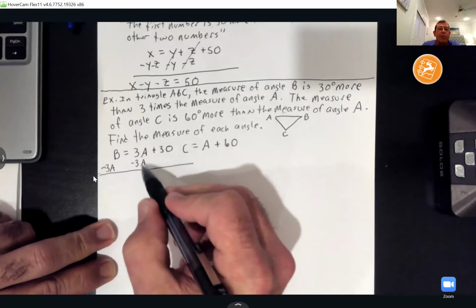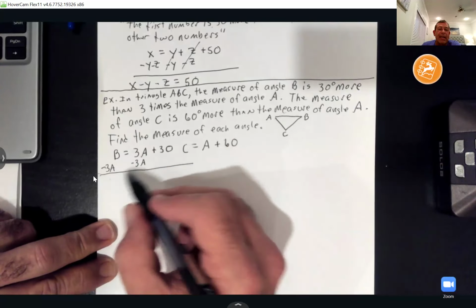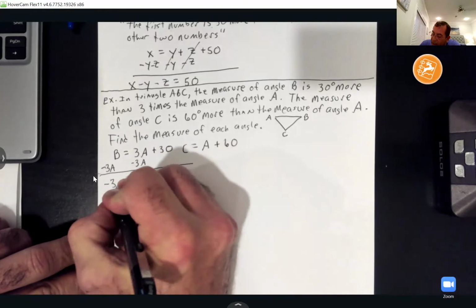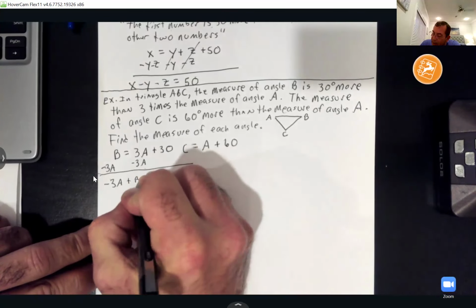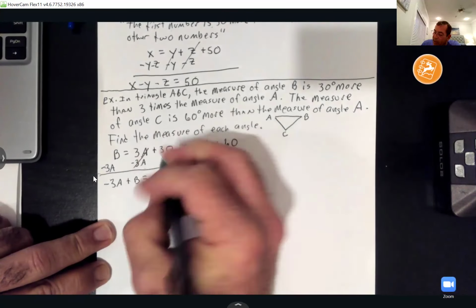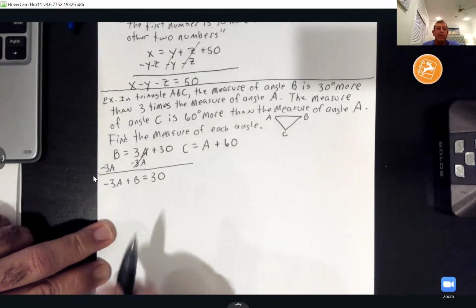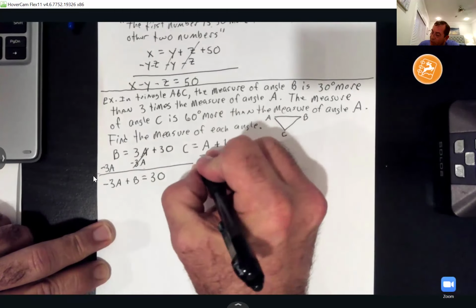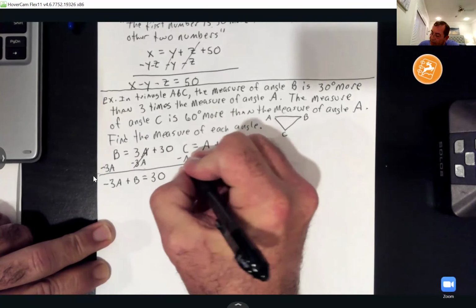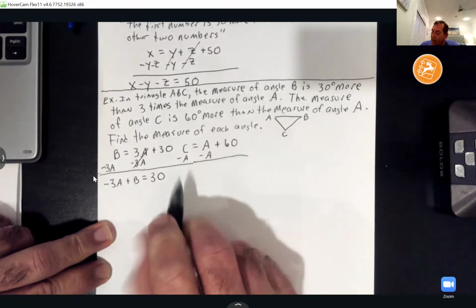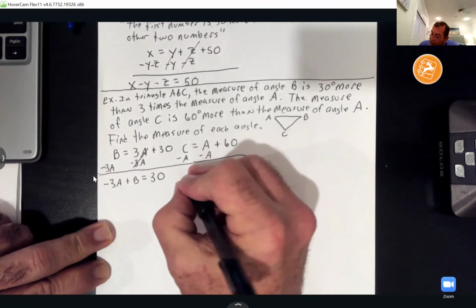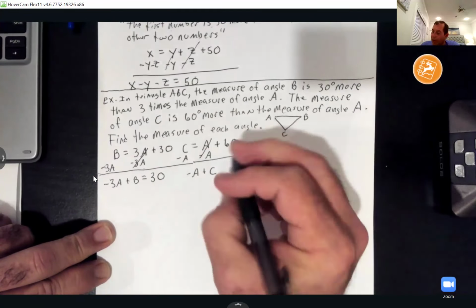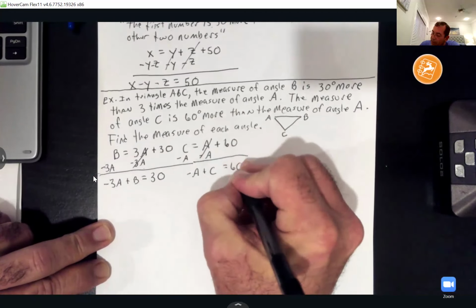And y'all, if you notice, when you move something from side to side, we're just changing the signs, like I said. Now, putting this in order, I'm going to have negative 3A plus my B. The A's cancel, and that's going to equal that 30. So that's one of my equations. Right here for this second equation, we're going to subtract A from both sides. So that equation will give me negative A plus my C. Those A's canceled, and that's going to equal 60.